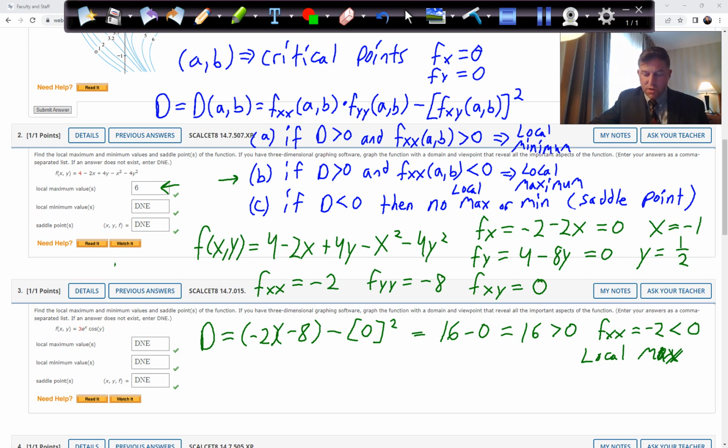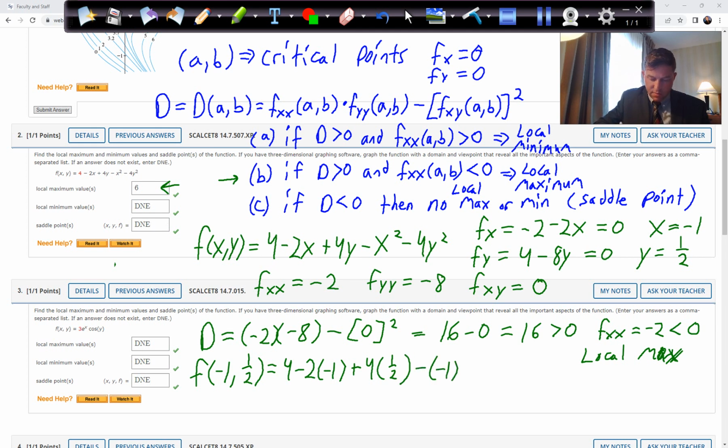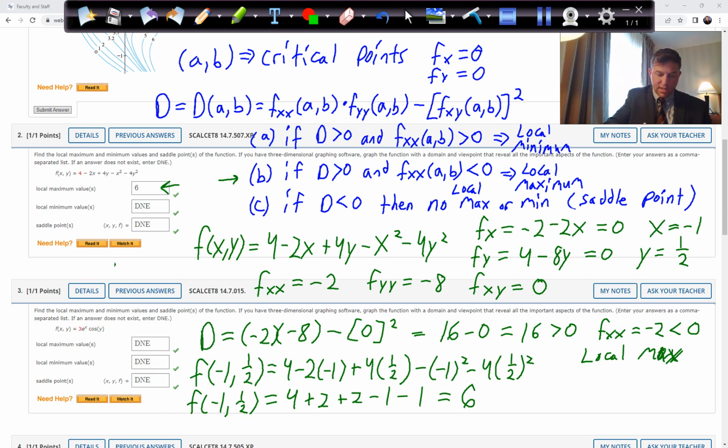Well, what's the number? Well, this is where you do have to plug in your A and B. So we're going to plug in -1 for x and 1/2 for y into the original function. So we get 4 minus 2x, which would be 2 times -1, plus 4 times y, which is 1/2, minus x squared, which is -1 squared, minus 4 times y squared, which would be 1/2 squared. And we're going to get 4 plus 2 plus 2 minus 1 minus 1. So we have 6, 8, 7, 6. So add all those up and you'll get 6.